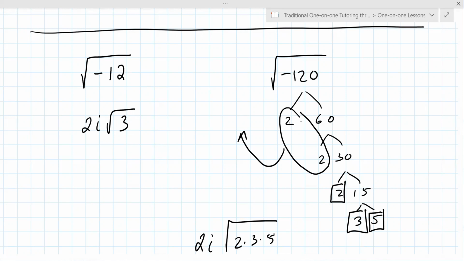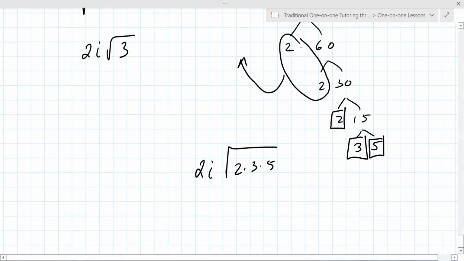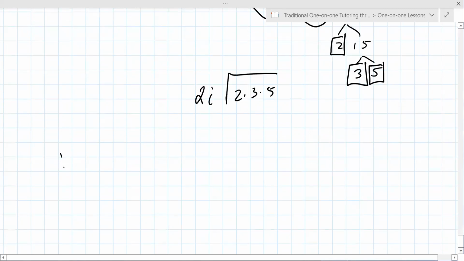So then it'd be 30. Yes. Okay. Do you want another one to do, or do you feel like that's maybe enough? One more. Okay, let me have you try this one. The square root of -80.